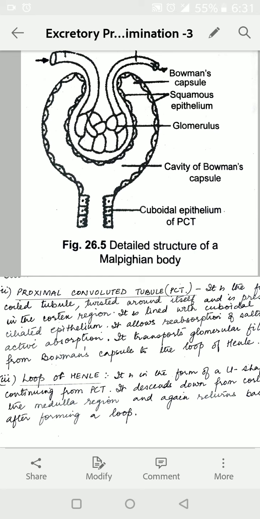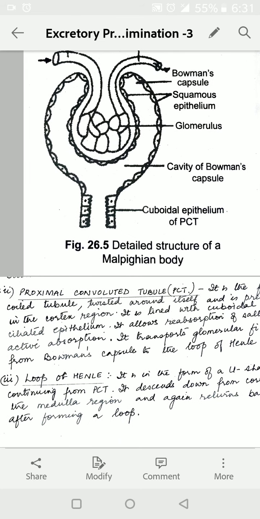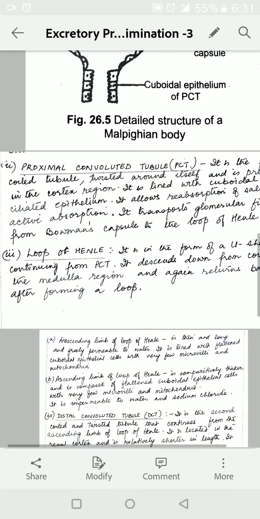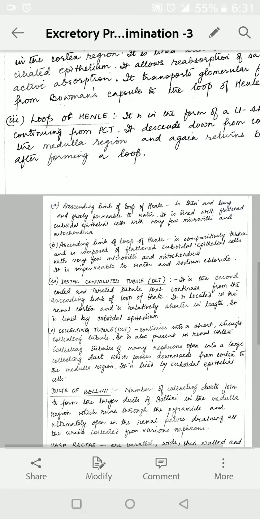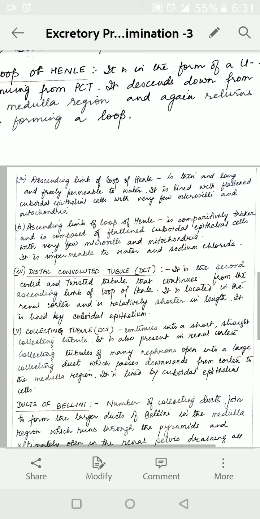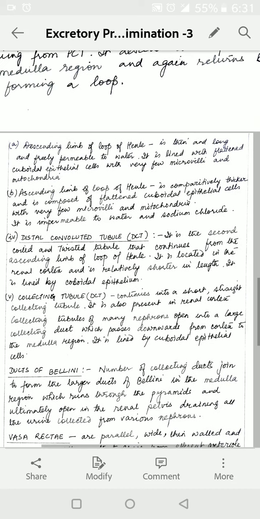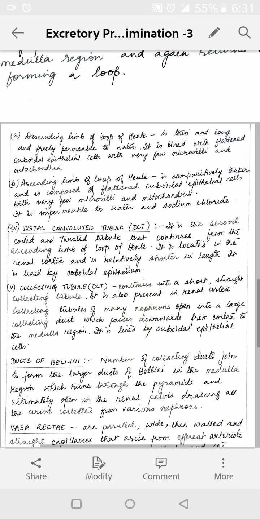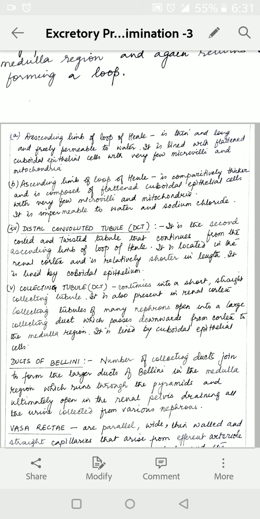The loop of Henle is a U-shaped loop which continues from the proximal convoluted tubule, and it descends down from the cortex into the medulla region, which I had shown you last time in the diagram of the longitudinal section of the kidney, and again it returns back, forming a loop.